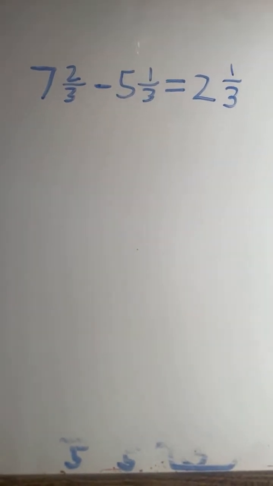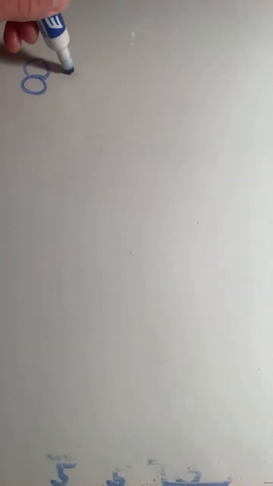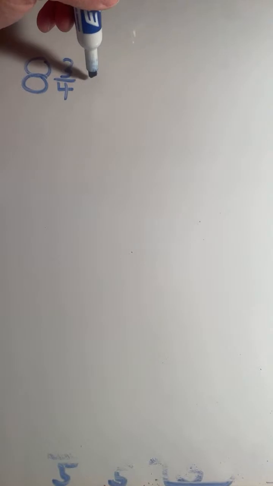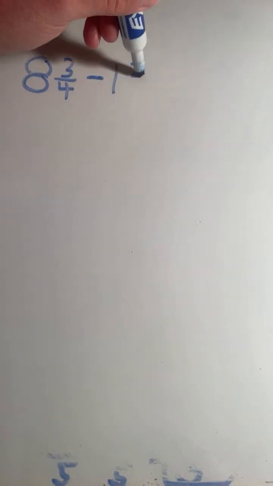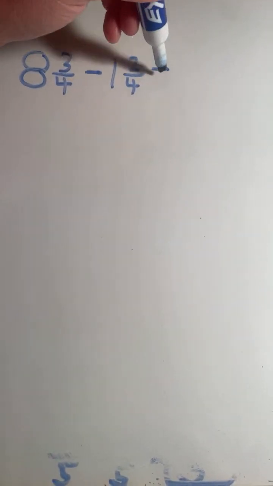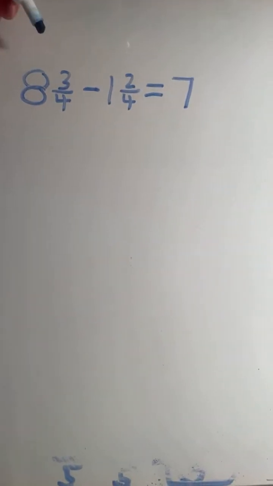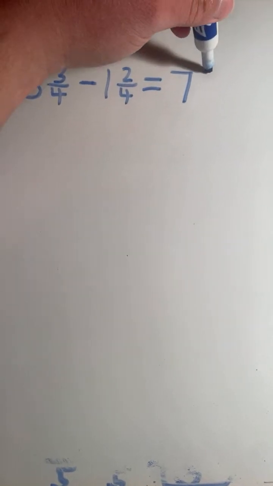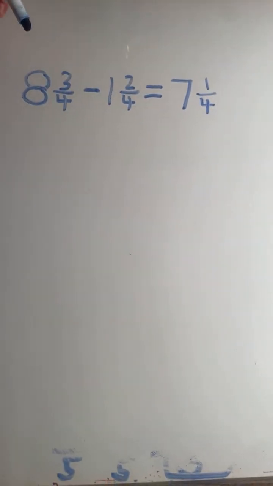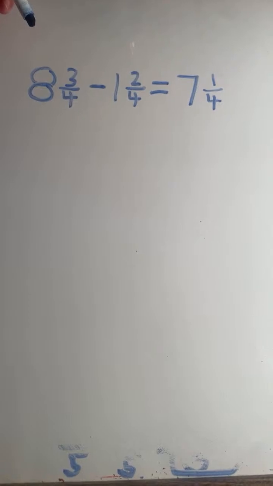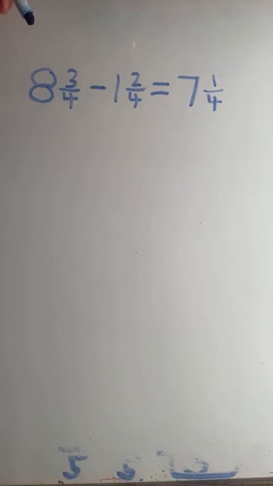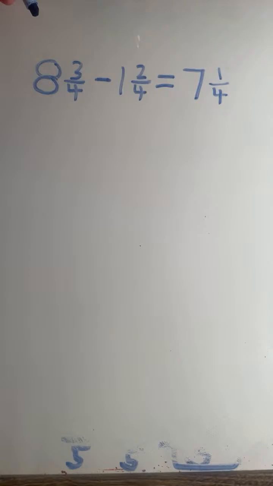All right, stay tuned for what will probably be the final example of the video. 8 and 3/4 minus 1 and 2/4. 8 minus 1 equals 7. 3/4 minus 2/4 equals 1/4. And we have our final answer. 8 and 3/4 minus 1 and 2/4 equals 7 and 1/4.